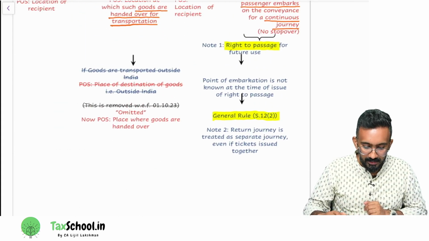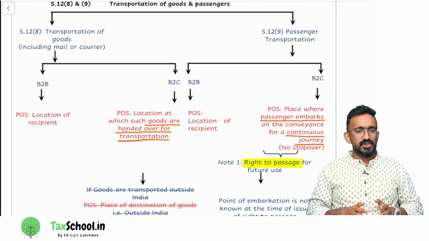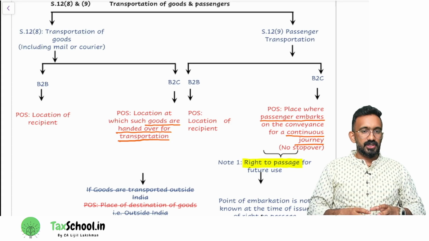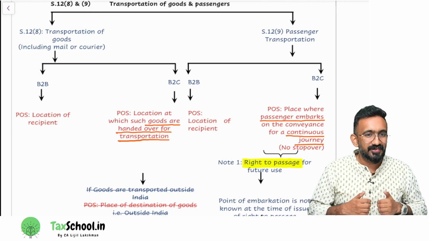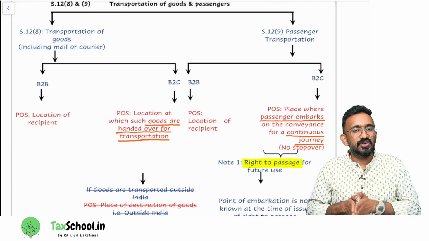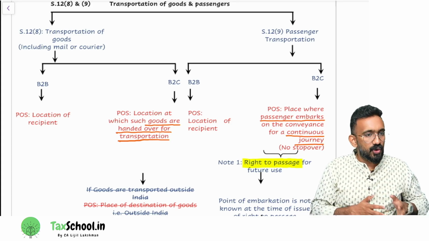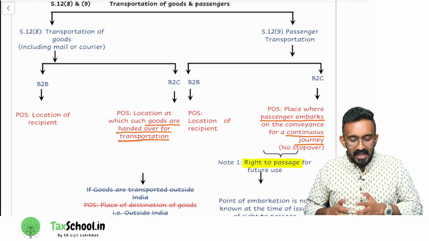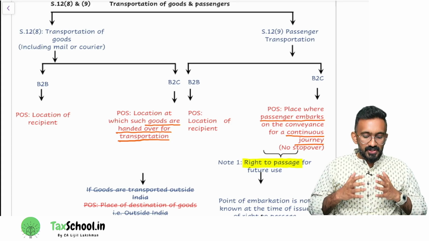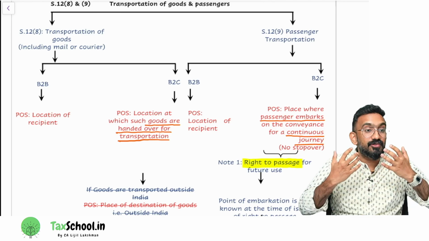Let's look at what will be the place of supply. Who will provide transportation of goods services? A transportation agency, a courier agency, or India Post. All of them are providing the service of transportation of goods. We have to again ask the question, is it B2B or B2C? If it is B2B, place of supply would be the location of recipient. If it is B2C, place of supply would be the location at which the goods are handed over for transportation.